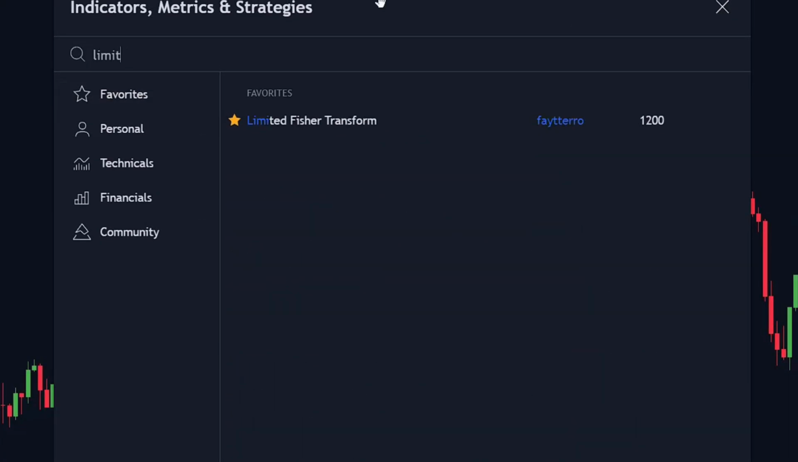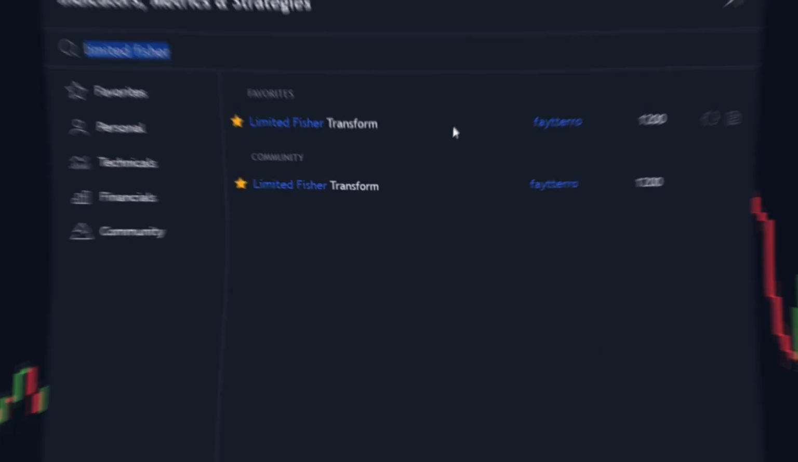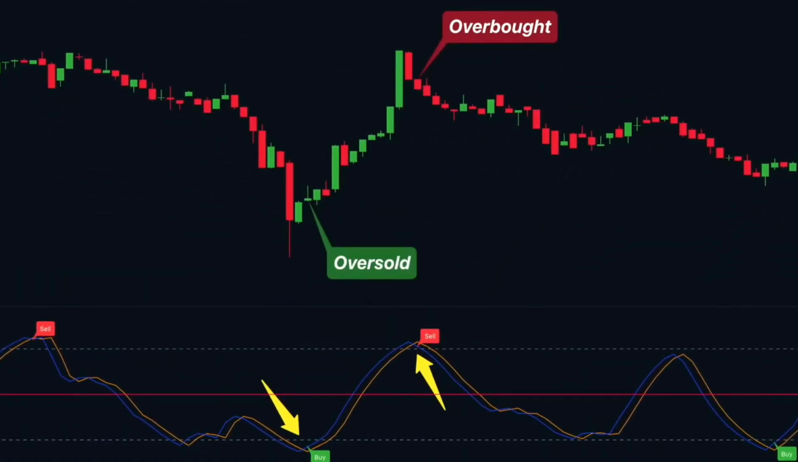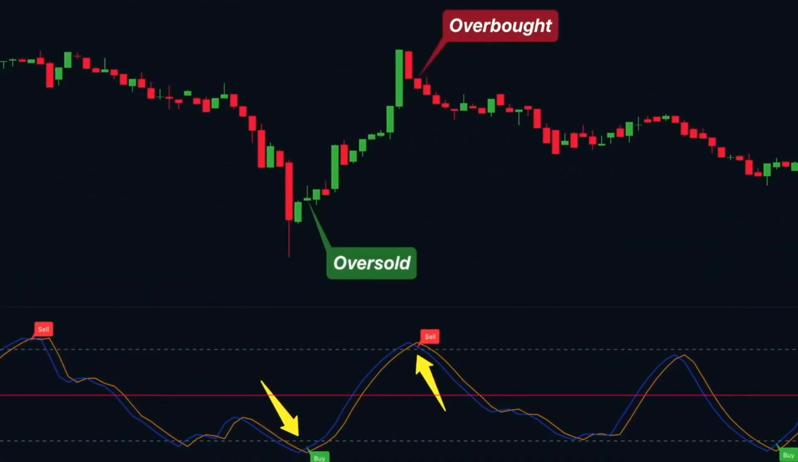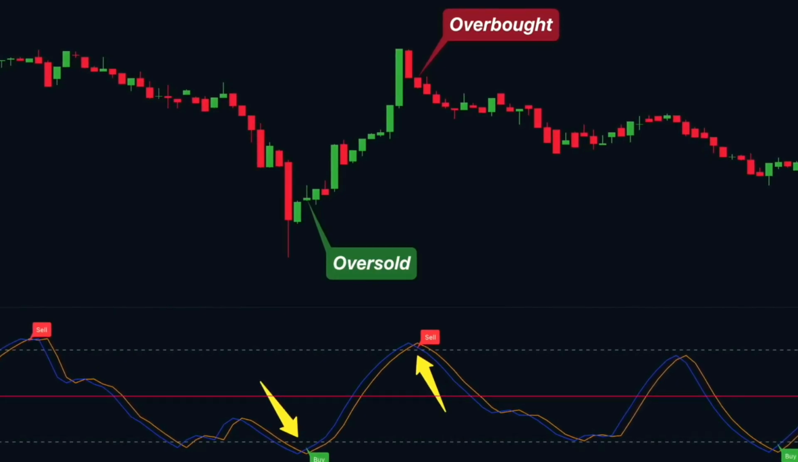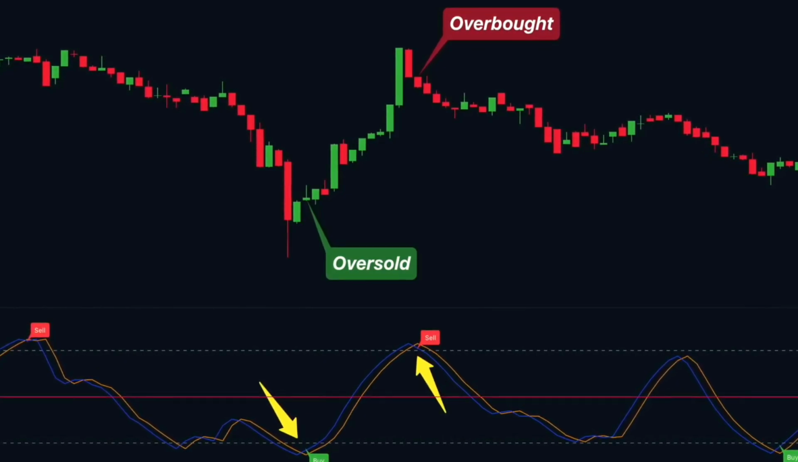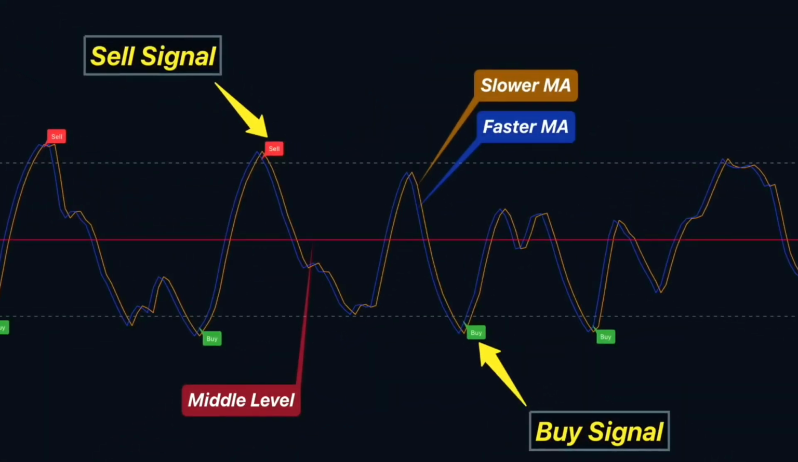Next, open the Indicators tab and search for Limited Fisher Transform. Select the one created by Fitero. This technical trading indicator helps identify potential price reversals and the strength of a trend by transforming price data into a Gaussian probability distribution. This makes it easier to spot turning points in overbought or oversold conditions.